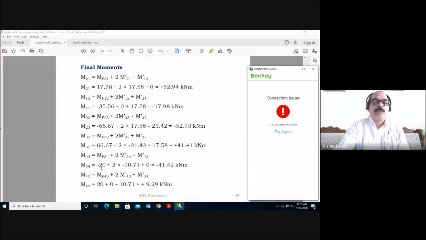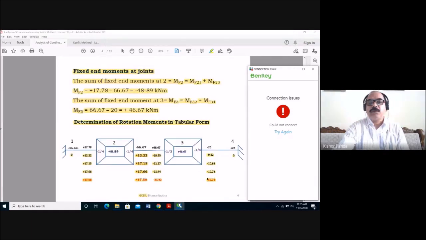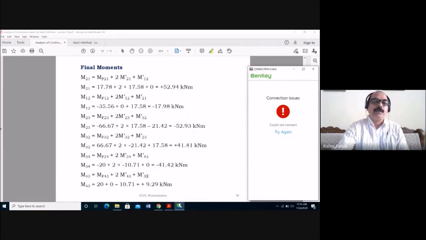So MF34 is your minus 20, M34, MF34. And this is the near end rotation moment, and this is the far end rotation moment. So twice into near end plus far end. So this is the final moment M34. Similarly, this is your M43 final moment. So these are the final moments.